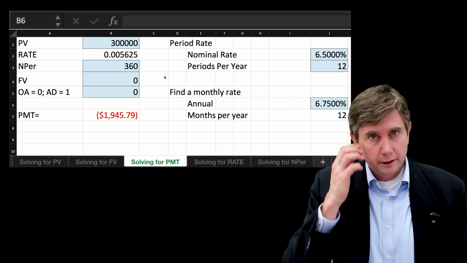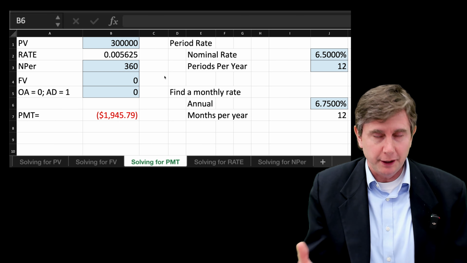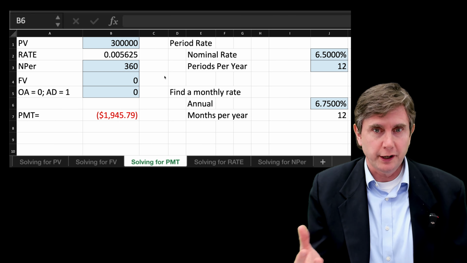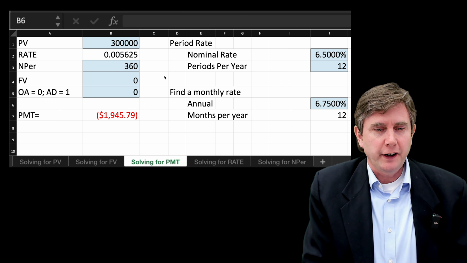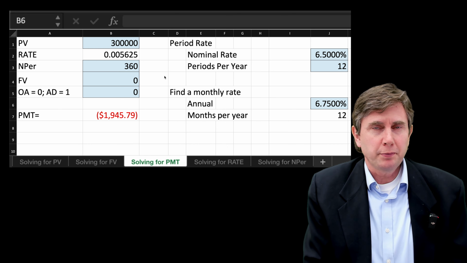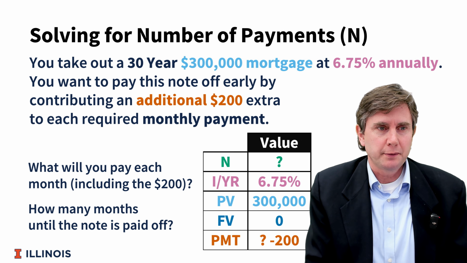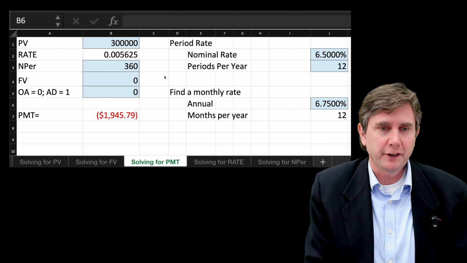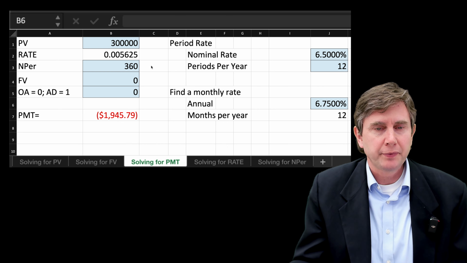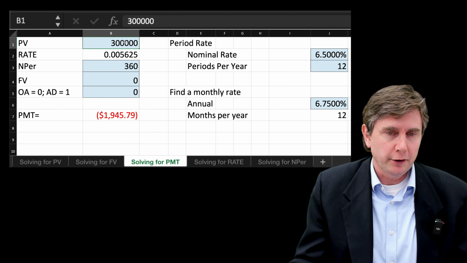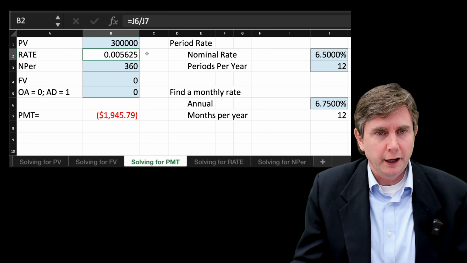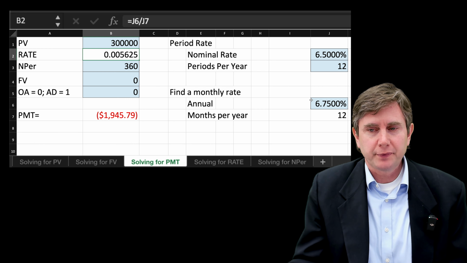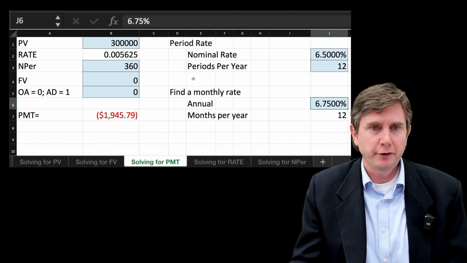We can use Excel to solve time value of money problems around payment, around the number of periods, and around interest rate. We've got a little calculator, and we're going to use that to find payments. Going back to the problem, we borrowed $300,000 to buy a mortgage at 6.75%. So the first step is to find what our mortgage payment is going to be. In an Excel spreadsheet, we can put $300,000 as PV. It's positive because we borrowed the money. The rate we can put is 0.005625, and we got that by taking our 6.75% rate and dividing by 12.